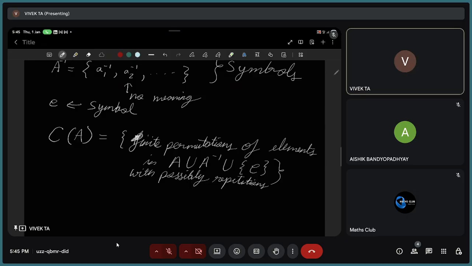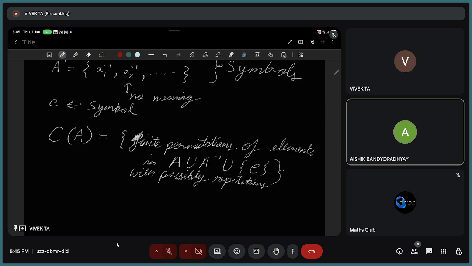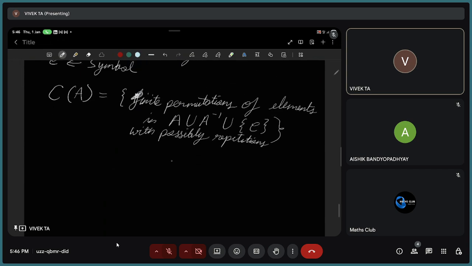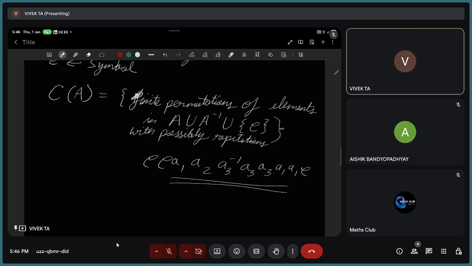Did you understand? But in sets we don't allow repetition. So no, this is not a set. This is finite permutations. Permutation is essentially creating another symbol like this: A1, A2, A3 inverse, A3, A3, A1, A1. So this is not a set. This is a word in some sense. E, E, E. That's it. This is just a symbol. Concatenation of words.